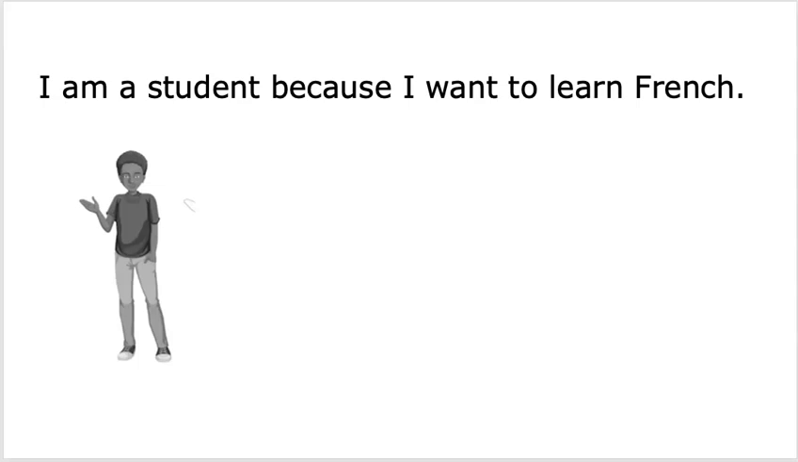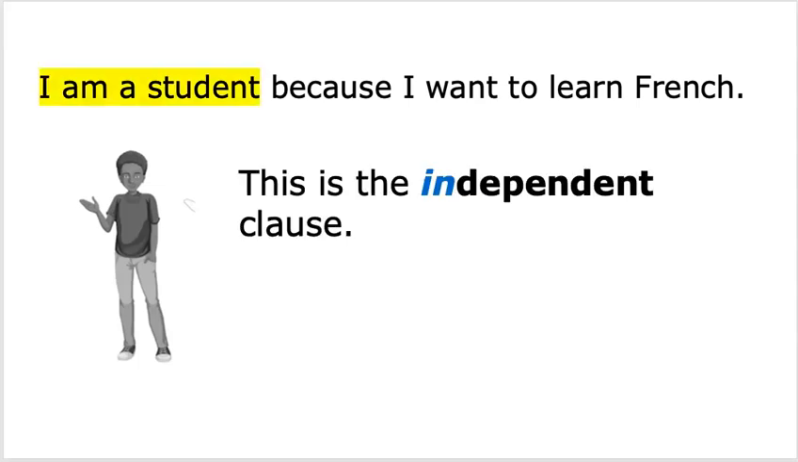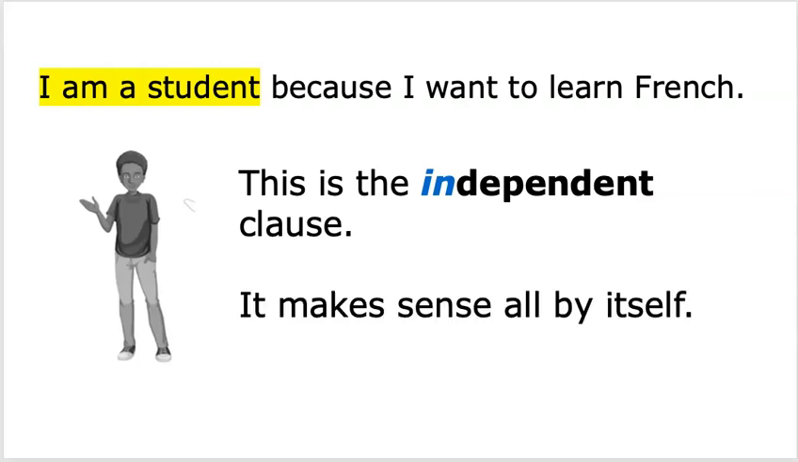I am a student because I want to learn French. I am a student is the independent clause. I could put a period after student and I would have a perfectly fine sentence, because this sentence makes sense all by itself.